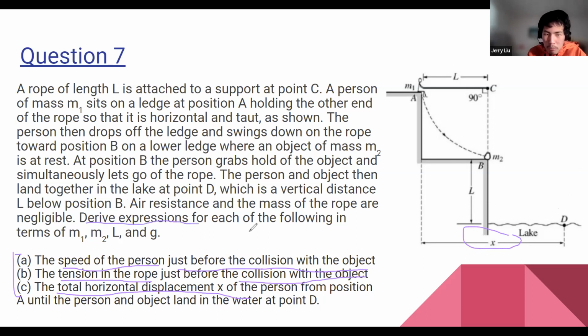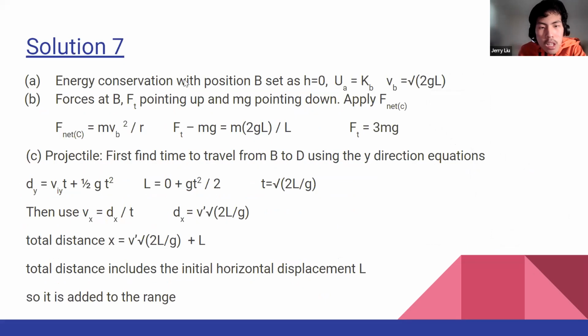Each of the expressions should be expressed in terms of only four variables, M1, M2, L, and G, and any fundamental constants. I'm pretty bad at moving back towards the slides, so if you guys want to try to note down this diagram, you can. Okay. All right, so we're going to go to the solution.